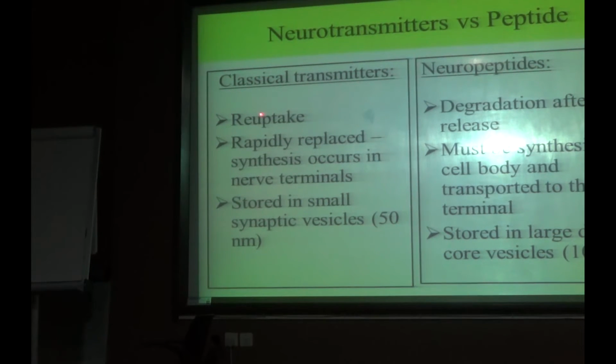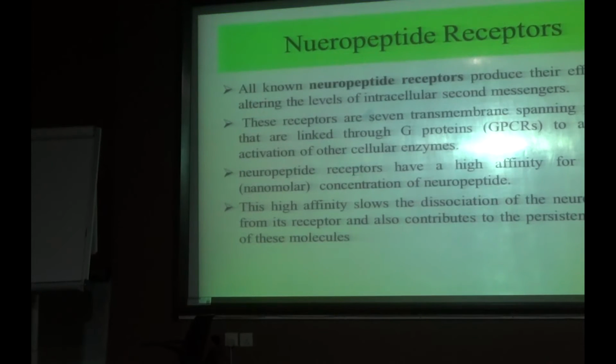Classical neurotransmitters have a reuptake mechanism. Neuropeptides have no reuptake mechanism, only degradation after release. Neurotransmitters are rapidly replaced, as synthesis occurs in nerve terminals, whereas neuropeptides must be synthesized in the cell body and transported to the terminals. Neurotransmitters are stored in small synaptic vesicles, neuropeptides in large dense vesicles. So these are the technical differences between the neuropeptide and the neurotransmitters.